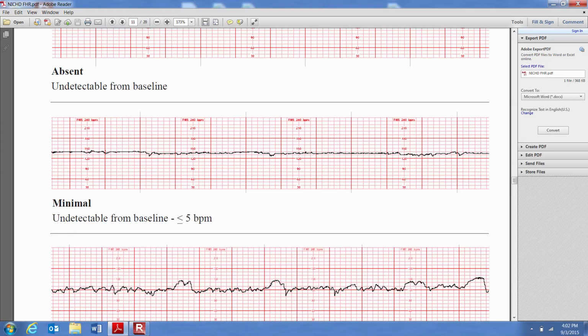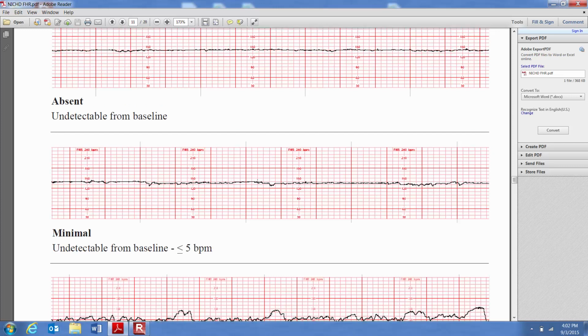In this next one, we see that we have a little more fluctuation than the above strip. Just a little bit more, not a whole lot. It does look quite the same, but we're going to call this minimal variability. Remember, from one line to the next line is 10. So if this were a little bigger, we could see that this is less than 5. I'm sorry, this looks a lot like the above strip, but you get the picture.